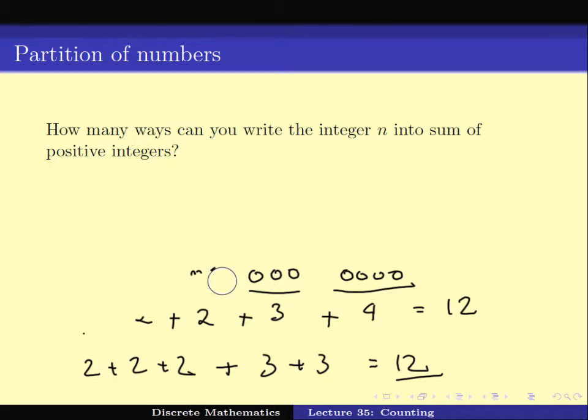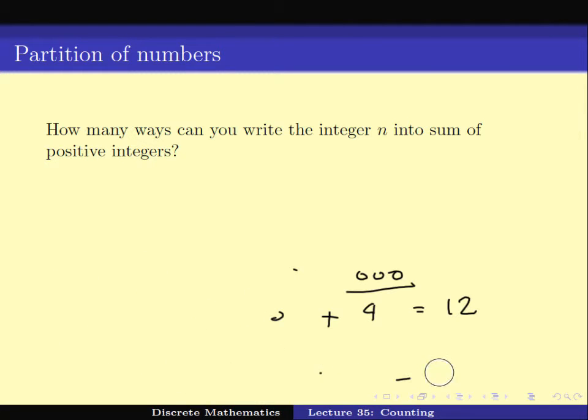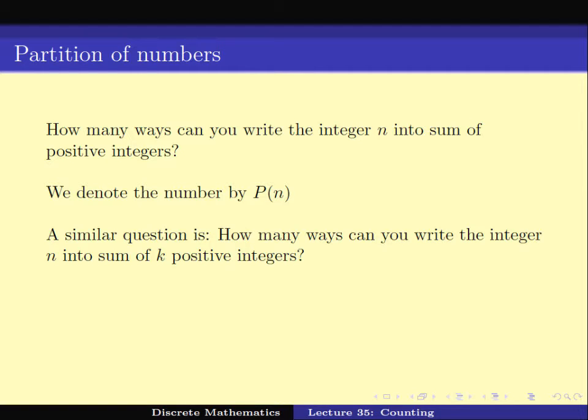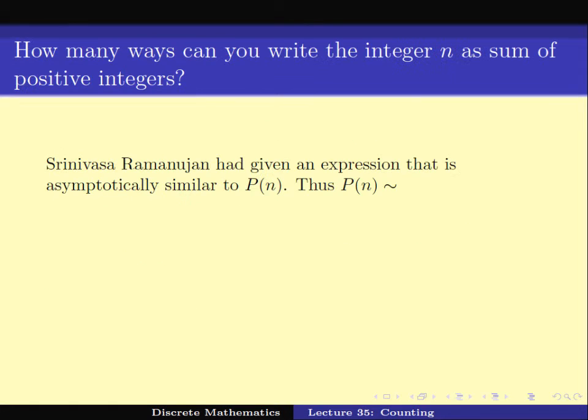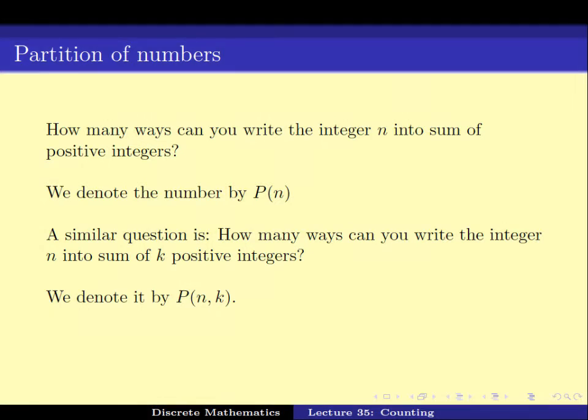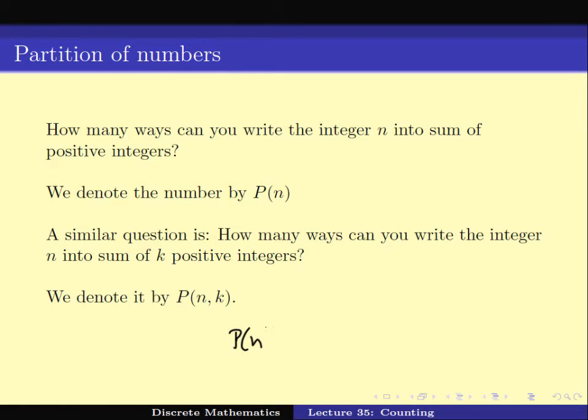So we denote this number by Pn, and the question is that, okay, how many ways can you write the integer n as sum of k positive numbers? So this is when we don't want the bins to be empty, and we denote it by P(n,k). And as you can realize, Pn equals the sum over P(n,k), where k equals 1 to n.